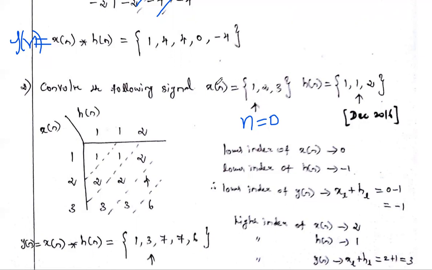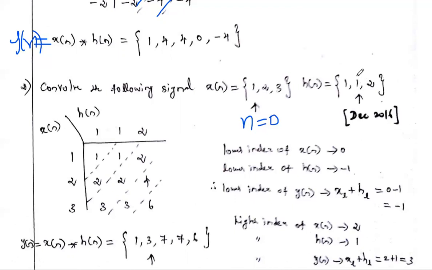This 2 is the amplitude of x of n at n equal to 1. Similarly, this 3 is the amplitude of x of n at n equal to 2. That's why x of n is available from n equal to 0 to n equal to 2. Similarly, in h of n you see 1, 1, 2.